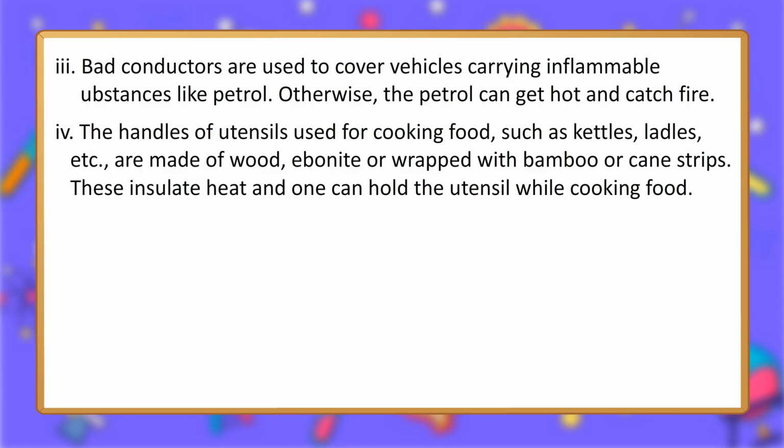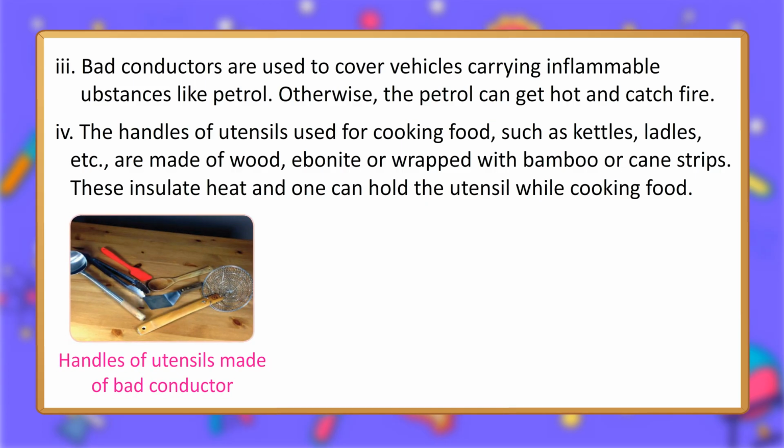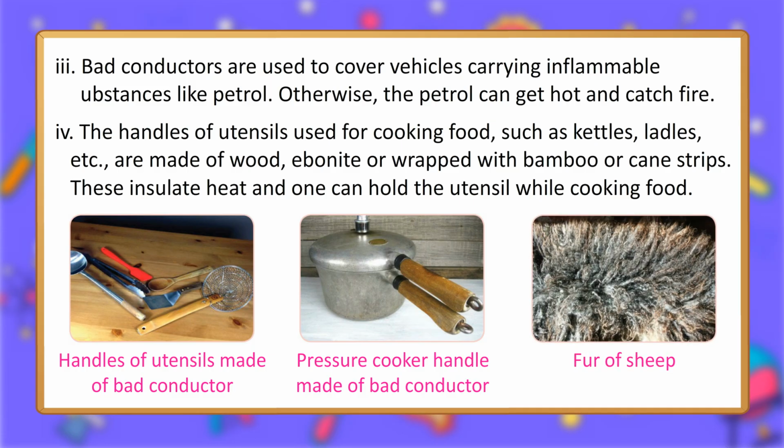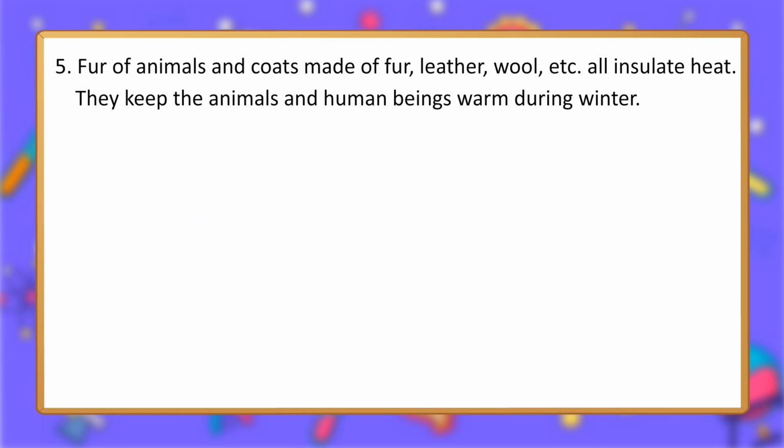4. The handles of utensils used for cooking food, such as kettles, ladles, etc., are made of wood, ebonite or wrapped with bamboo or cane strips. These insulate heat and one can hold the utensil while cooking food. Pressure cooker handles are also made of bad conductors. 5. Fur of animals and coats made of fur, leather, wool, etc. all insulate heat. They keep animals and human beings warm during winter.